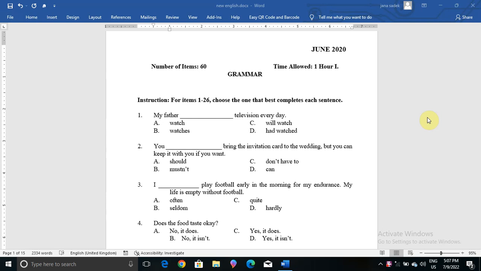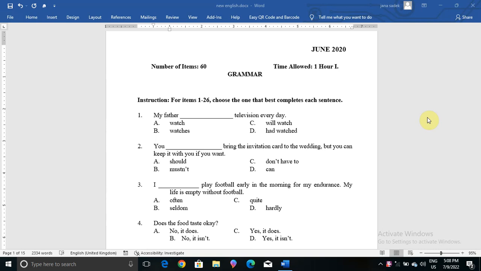Now, the first question in this model is: my father dash television every day. When he says my father dash television every day, this question is present simple. Why? Because the use of present simple is habit or fact, right? And this question says every day, something that's every day means it's a habit. So that means my father dash television every day, it's a habit.